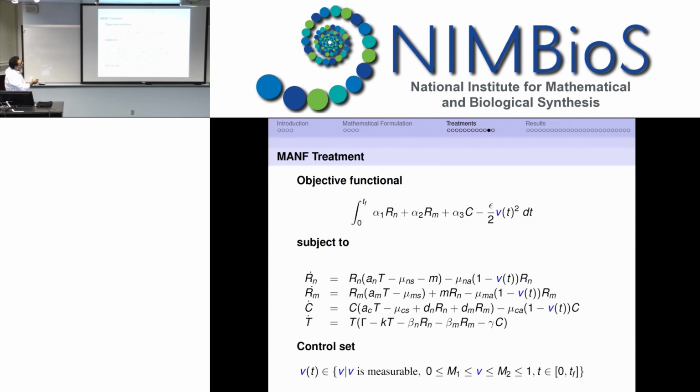So we're maximizing this objective functional. These terms are positive, so if we're maximizing them, then they're going to go to a larger value. But here, even though it's a quadratic term, I'm negating it. So yes, that's a treatment. They're both moving in opposite directions.